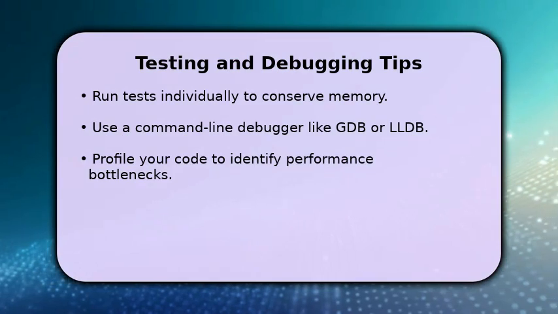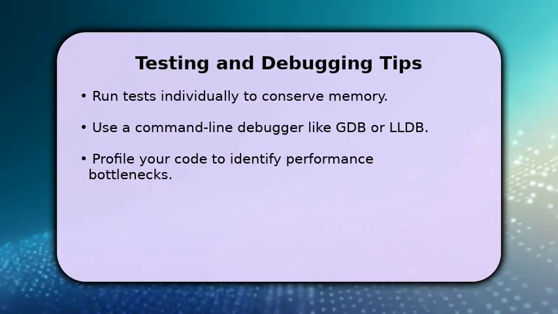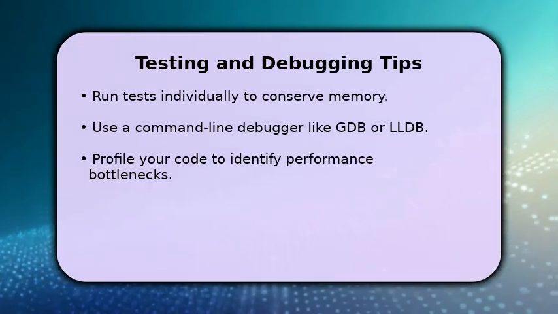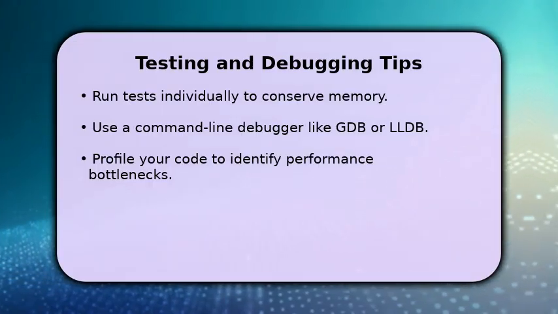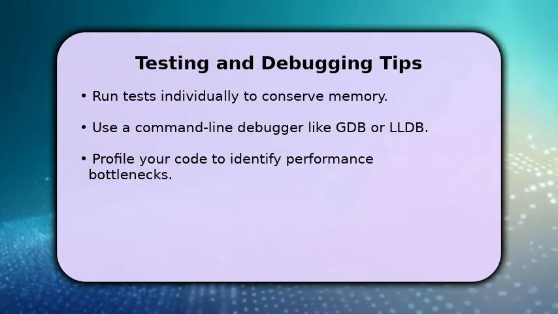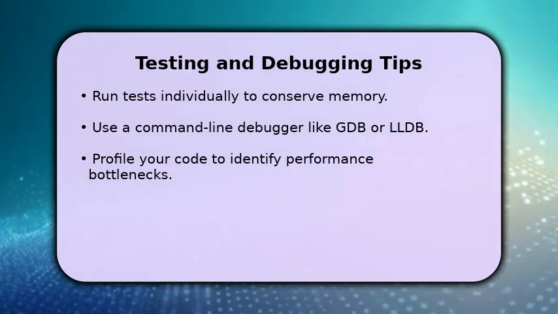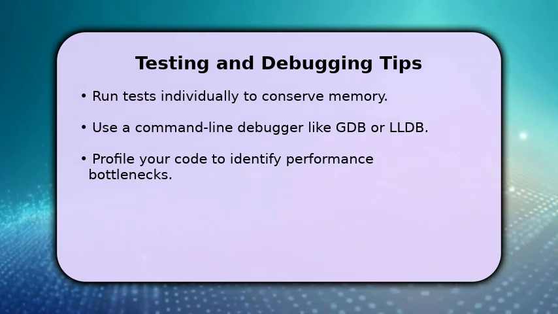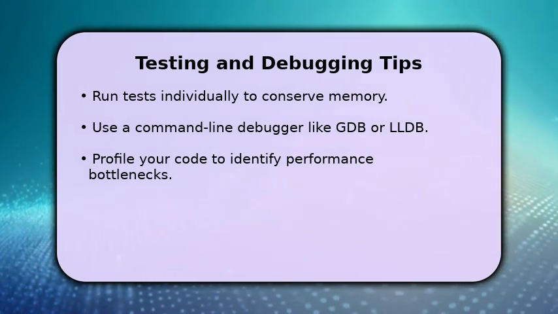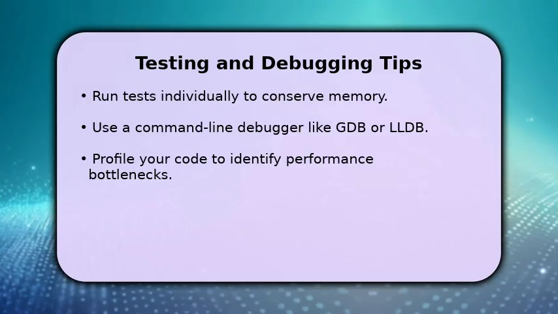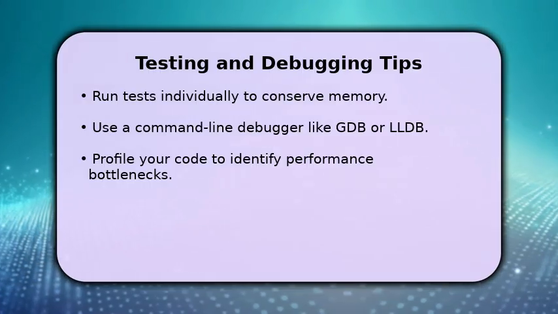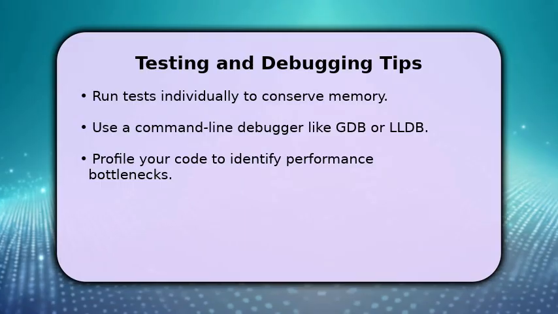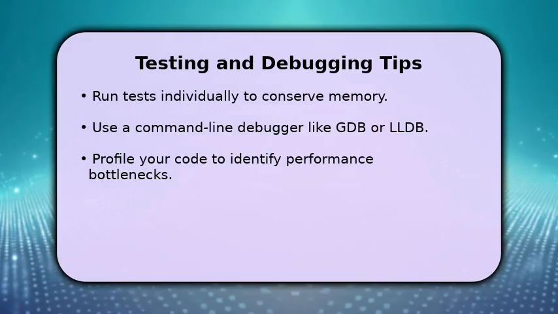Finally, let's discuss testing and debugging on a low-end machine. To conserve memory, run your tests individually rather than executing the entire test suite at once. For debugging, opt for efficient command line tools such as GDB or LLDB. Regularly profile your code to pinpoint any performance bottlenecks. Always monitor your system's resources during development to ensure smooth operation and prevent unexpected slowdowns.